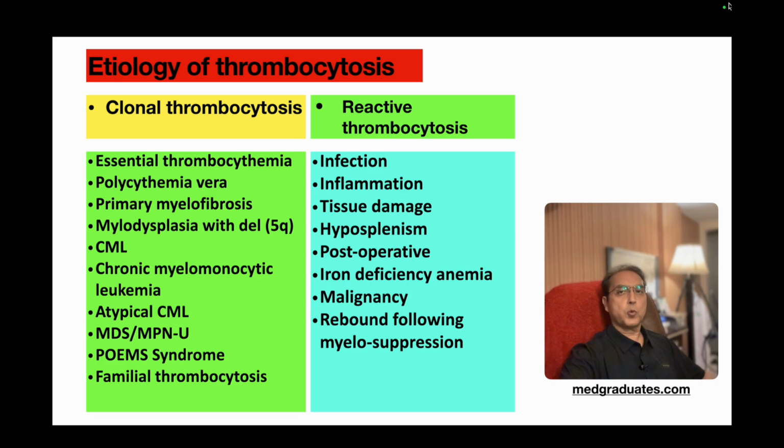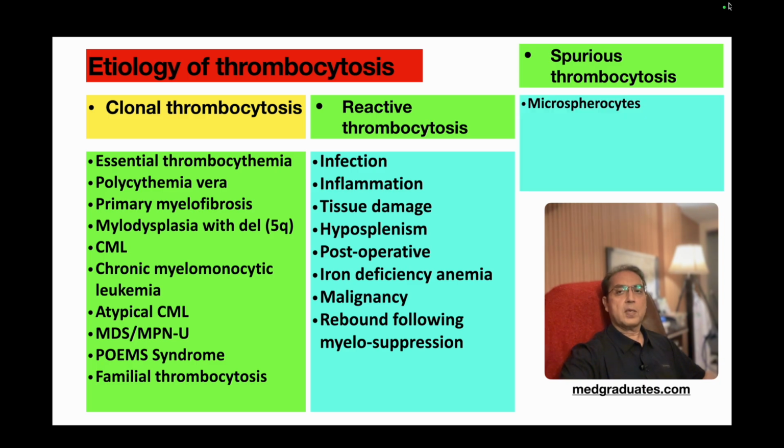And then you can have a spurious thrombocytosis. It's actually a fault by the reading machine that finds many objects in the blood which appear similar to thrombocytes and are included in the thrombocyte count. For example, microspherocytes, cryoglobulin, neoplastic cell fragments, schistocytes, and bacteria. They all are counted by the machine as platelets. This is an uncommon condition.